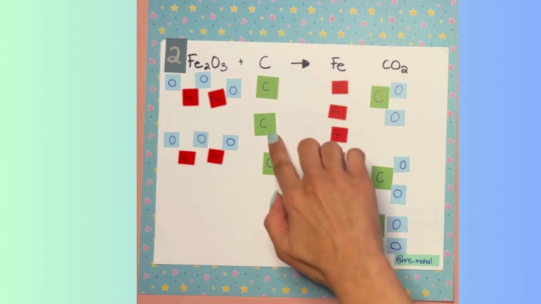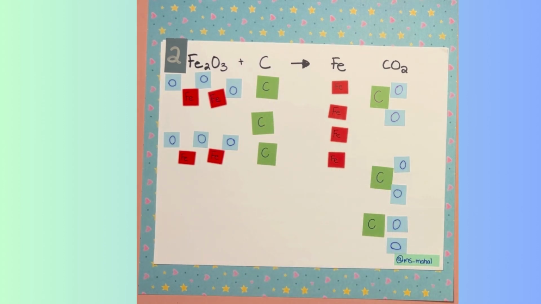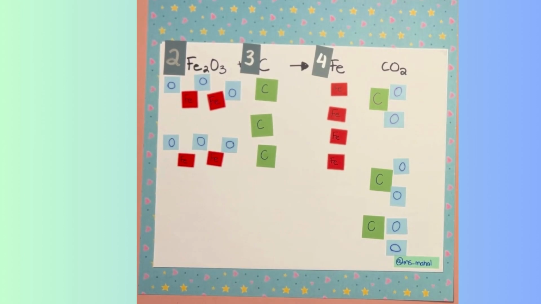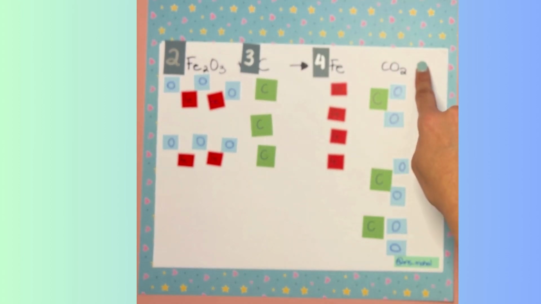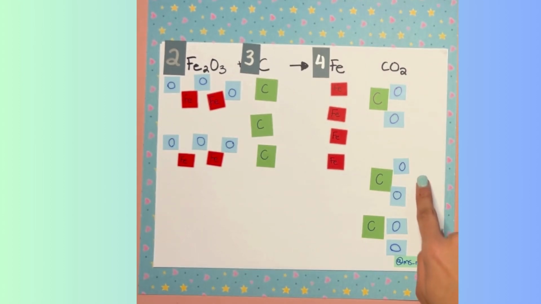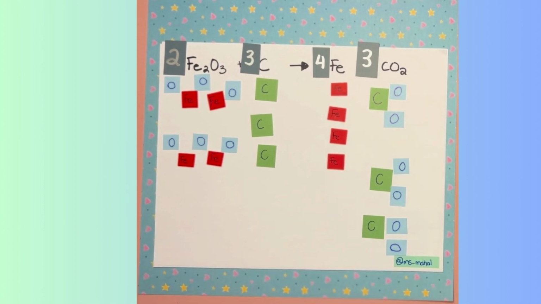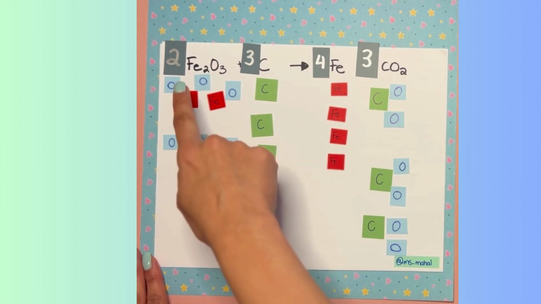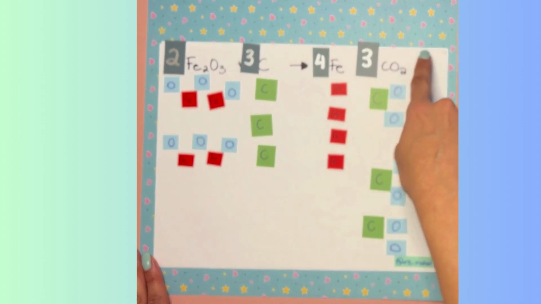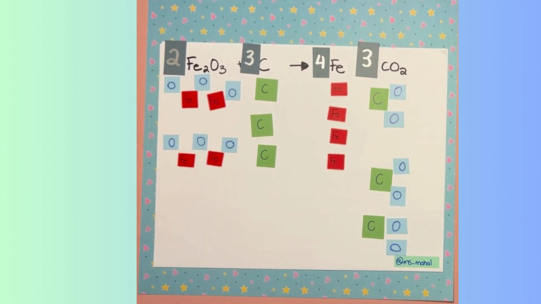With our carbons, we've got 1, 2, 3. So 3 are going to go in front of that. Iron, there's 4. We're going to put a 4 right there. For our carbon dioxide, we've got 1, 2, 3 carbon dioxide. So a 3 goes there, and now everything is balanced. Focusing on the top here, that is your answer for this chemical equation when it's fully balanced.